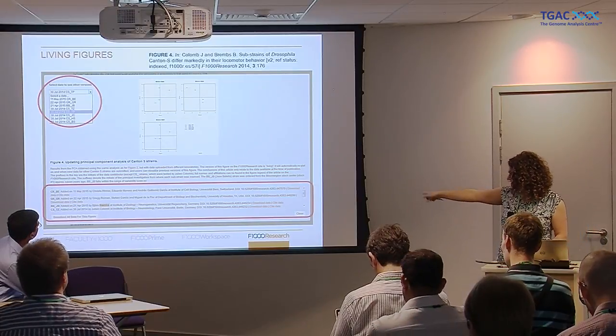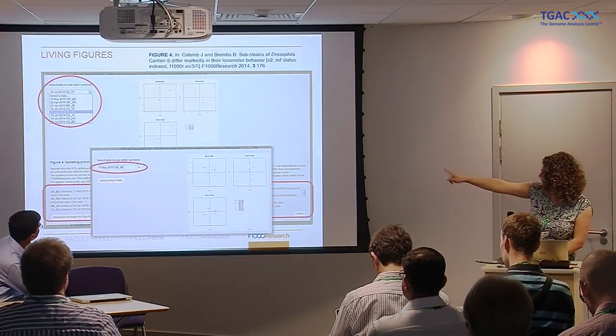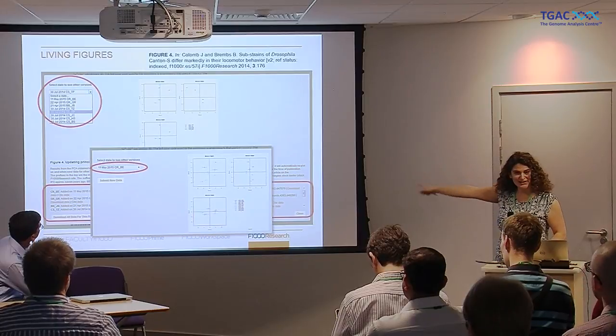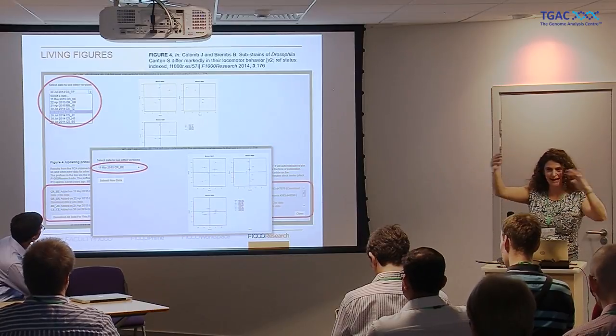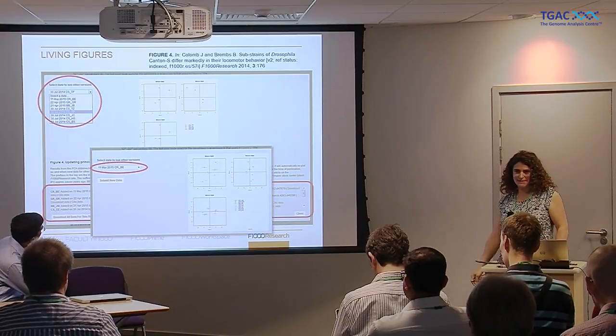You can cite the separate data. And then if you adjust the drop-down to one of the other dates, you can see how the graph changes. You can go backwards and forwards in time and see how things add up, and see whether other labs, for example, have been able to reproduce this.